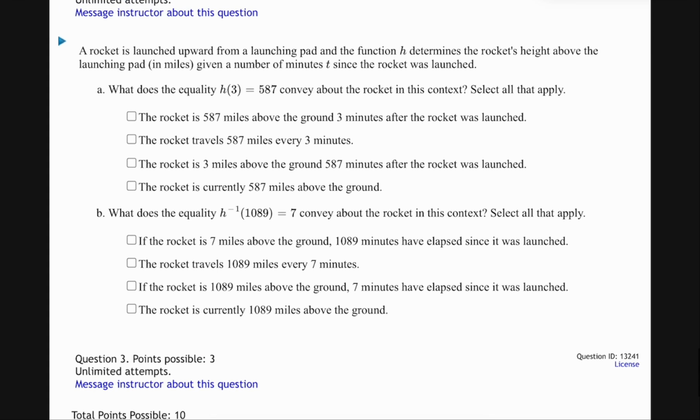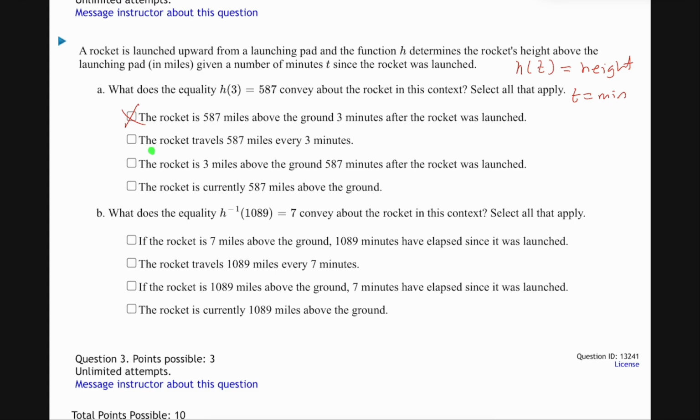And then finally, our last little bit and piece here. It says a rocket is launched upward from a launching pad, and the function h determines the rocket height above the launching pad given a number of minutes t. So I would even write h of t is the height, t is in minutes. Okay. So what does the equality h of 3 equals 587 mean? Well, it means that we are 587 miles above the ground 3 minutes after the rocket was launched.